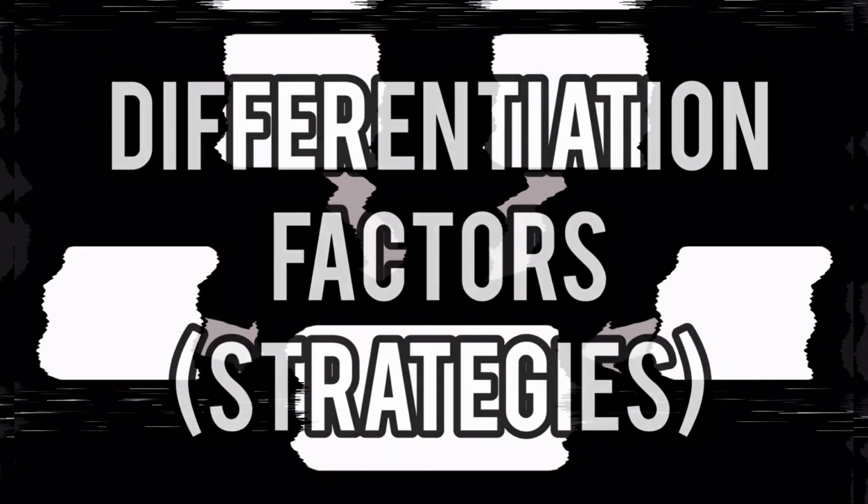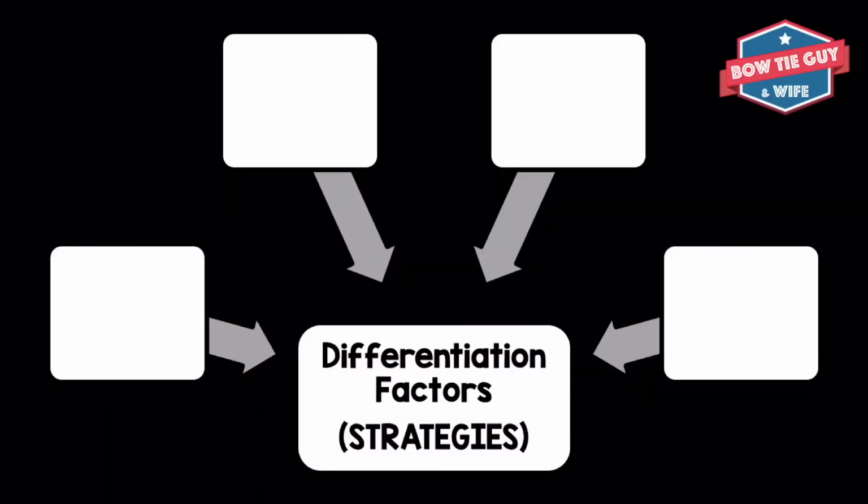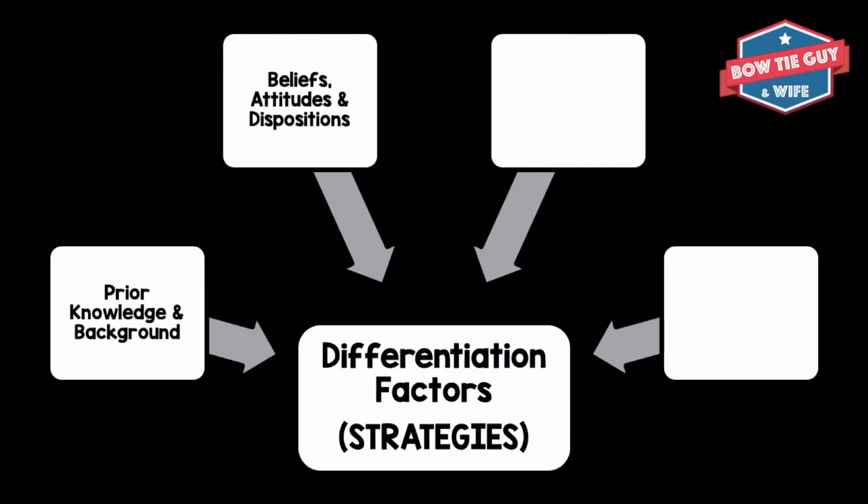There is a variety of differentiation factors when considering strategies to utilize with students. First, you should consider the student's prior knowledge and background. Next, you should take into consideration their beliefs, their attitudes, and dispositions towards education. You should then consider a motivational approach and orientation to the student, to reach them, to teach them, and to preach to them. And lastly, consider physical influences that may affect their learning.